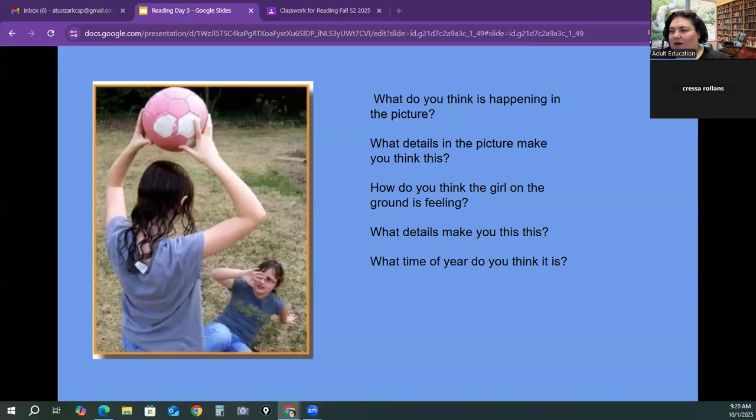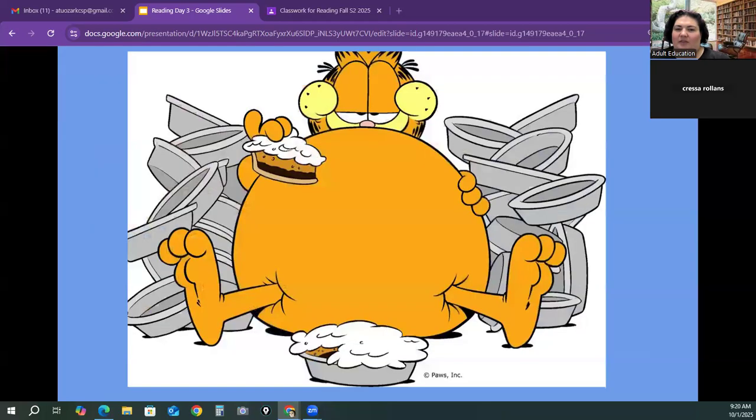And the clothes that they're wearing, they're just wearing like jeans and t-shirts, so it makes me think it's a warmer month. These are all just inferences that I'm making from what I can see in the picture, the information I'm giving, and my background knowledge. Okay, everybody still with me? Okay, what about this guy?